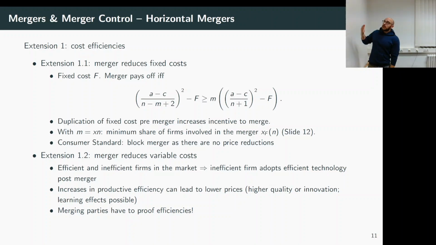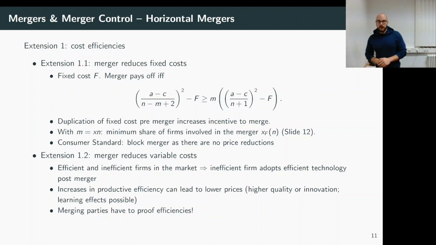Okay, but does this mean that we should block all the mergers in the world? Well, the reality is, of course, not. We can think about many situations where mergers could be beneficial, and a first extension that we should take into account is cost efficiencies, right? What this basically means is that if the firms merge, they can use synergies to decrease their costs.